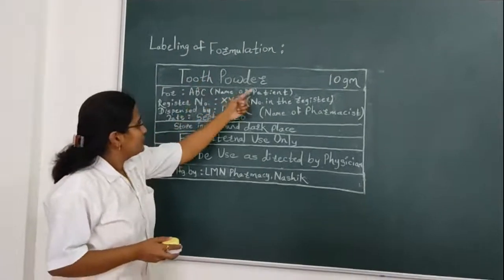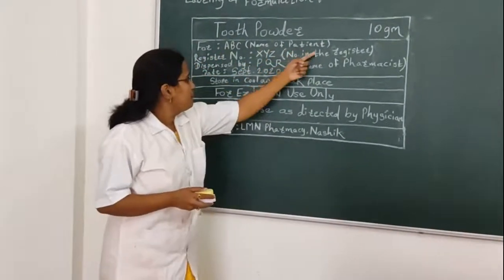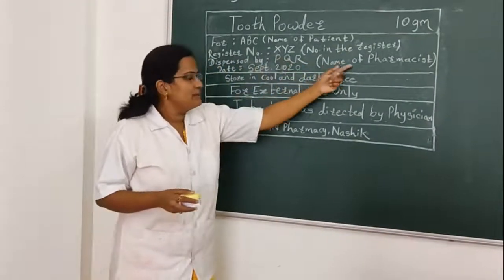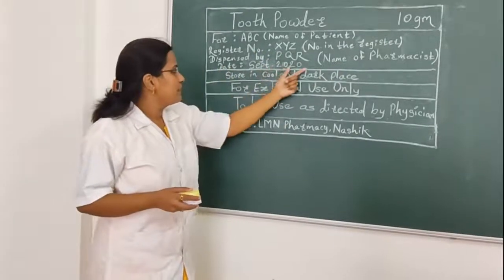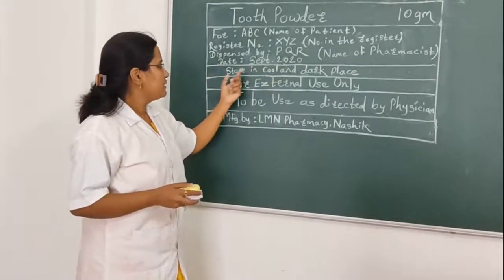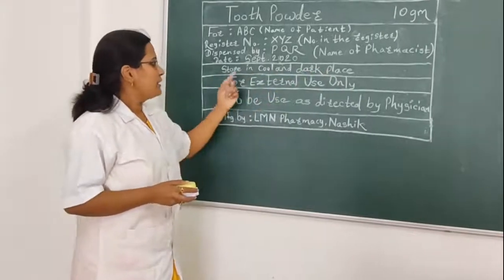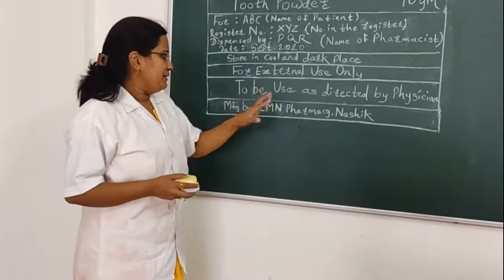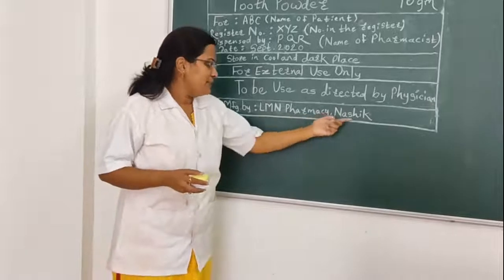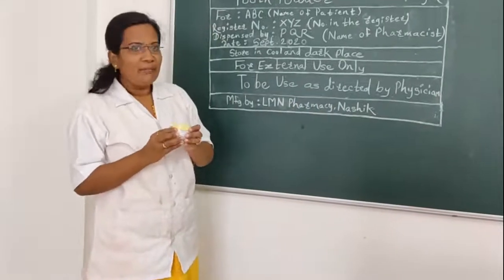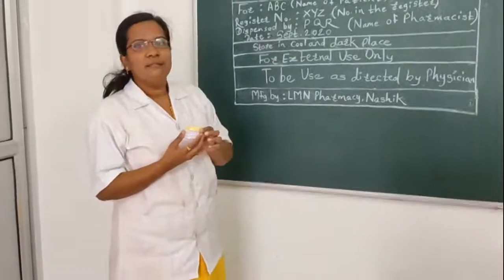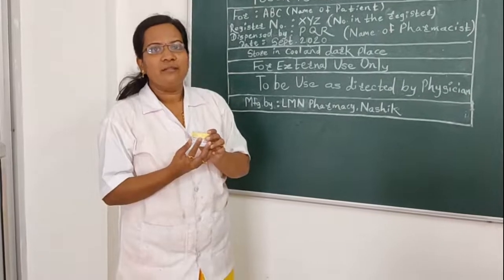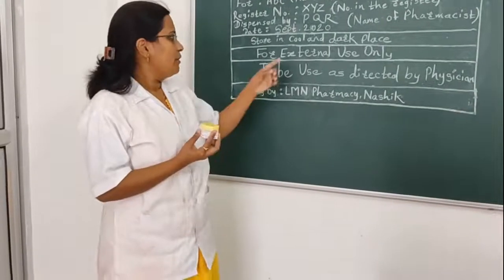We have tooth powder 10 gram. For ABC, that is the name of the patient, register number XYZ, which is the number given in the register, dispensed by PQR, that is the name of the pharmacist, date September 2020, this is the manufacturing date, storage condition: store in a cool and dark place, for external use only and to be used as directed by physician or dentist, manufactured by Element Pharmacy Nasik. Result: the 10 gram of the tooth powder is dispensed in this wide open bottle for inspection with the special instruction on the label as for external use only.